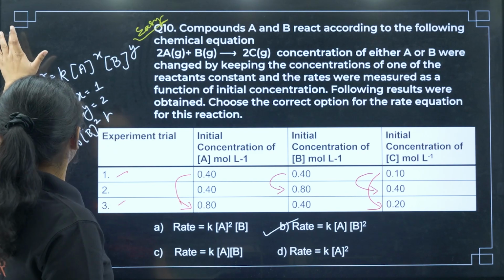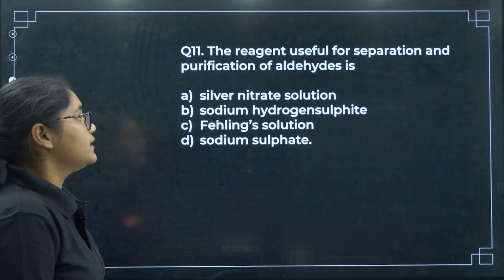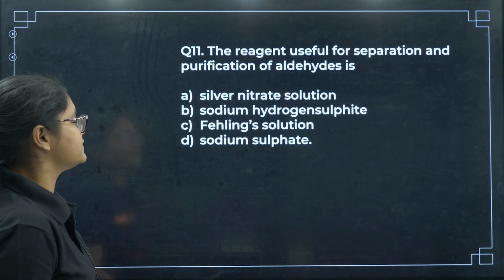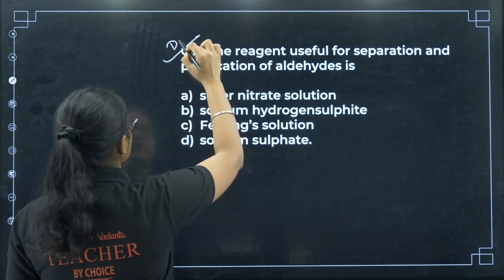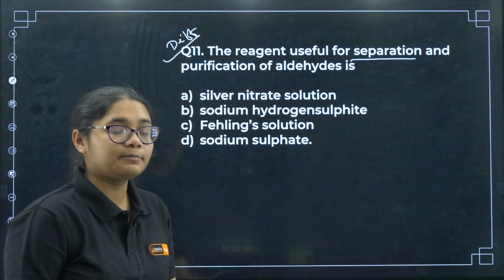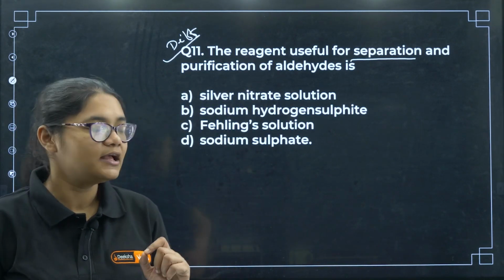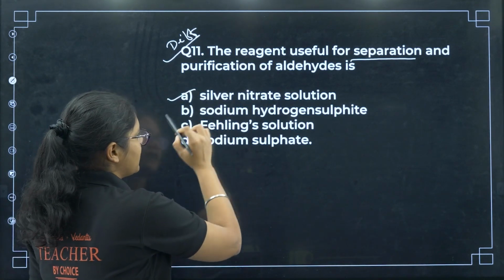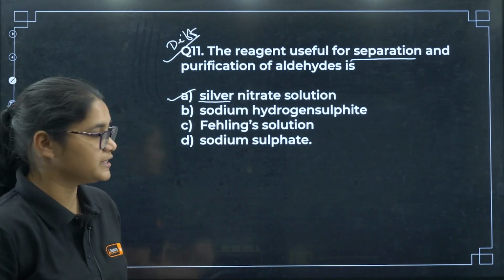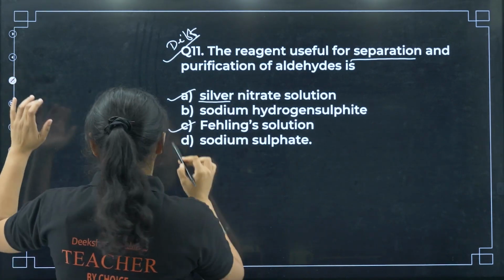Clear? Next, question number 11. The reagent useful for the separation and purification of aldehydes. Again, this question is also difficult. See, if it asked only separation, we could identify, but purification is also included there. So you know that silver nitrate solution is your Tollens reagent, and Fehling's reagent, what can you do?